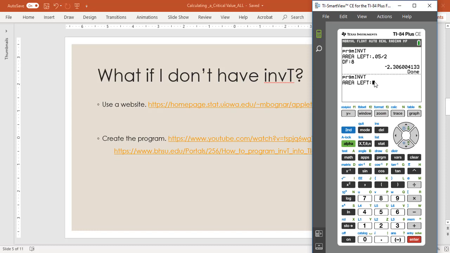You type in what your area on the left is. So once again, if it's a right tail problem, then you use the complement. If it's a two tail problem, you divide alpha by 2. Once you have that value, then you type in your degrees of freedom after that.